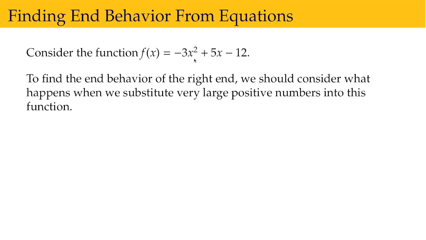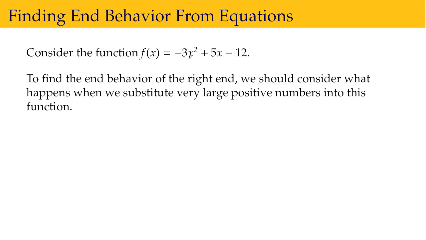So, say I take 1,000,000 and find f of 1,000,000. I'd have negative 3 times 1,000,000 squared plus 5,000,000 minus 12. Now when I'm dealing with numbers on this scale, this minus 12 is really not going to impact much of anything. And in fact, when I'm comparing 1,000,000 squared, that would be 10 to the 12th. That's just a huge, mind-bogglingly huge number. 5,000,000 really won't even compare. So the only thing I need to look at if I'm thinking about end behavior is this first term.